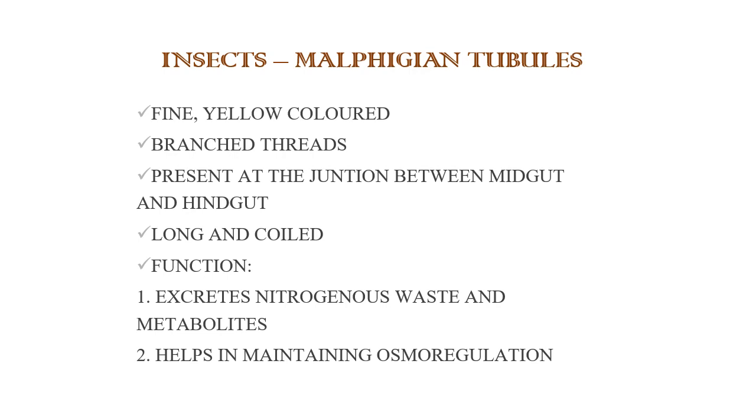So we can see here it maintains osmoregulation and it excretes the nitrogenous wastes and metabolites. So that is its main function. So what are the organs involved? The main organ involved here is the malpighian tubule.